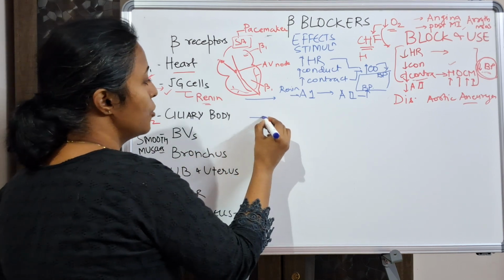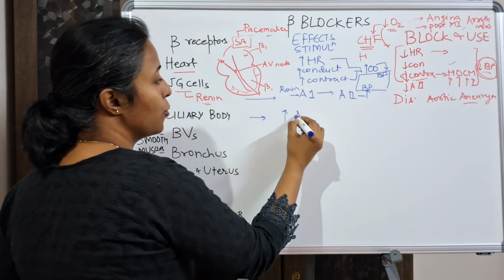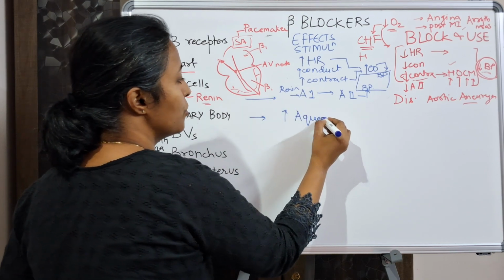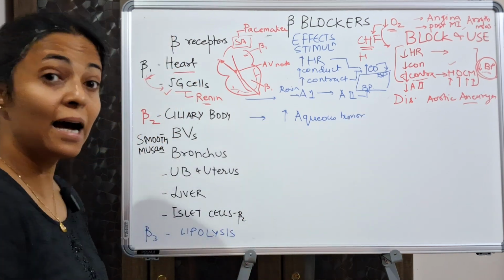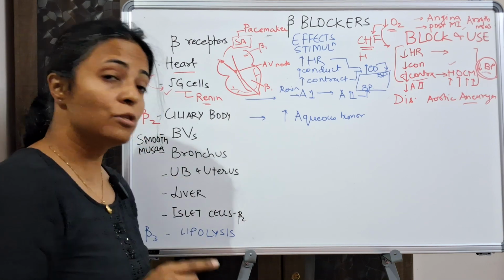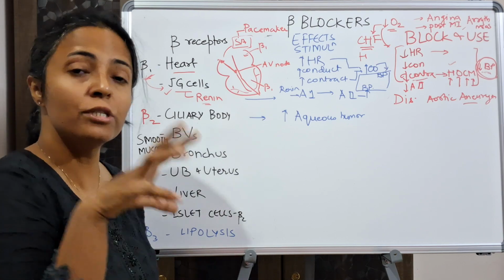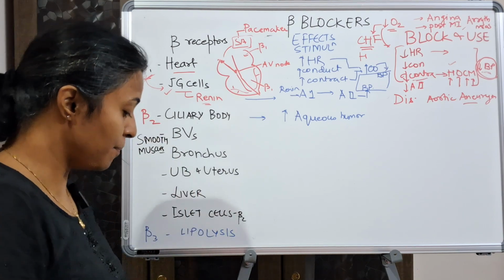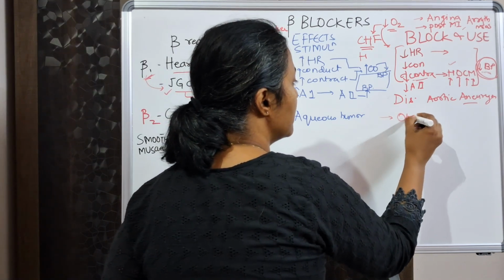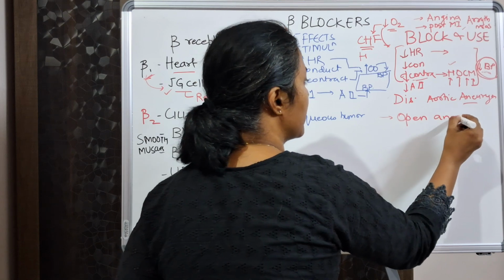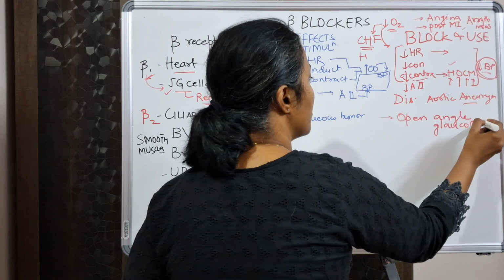First is on the ciliary body. Actually beta 2 stimulation leads to increased aqueous humor formation because of beta 2 receptors present on the ciliary body in the eye. Okay, so if aqueous humor is too much, there is an increase in the pressure in the eyes, right? Like fluid is accumulating, so there is an increase in the pressure. So because of this, beta blockers are used in open angle glaucoma. This we'll discuss in detail when we talk about the drugs of glaucoma.